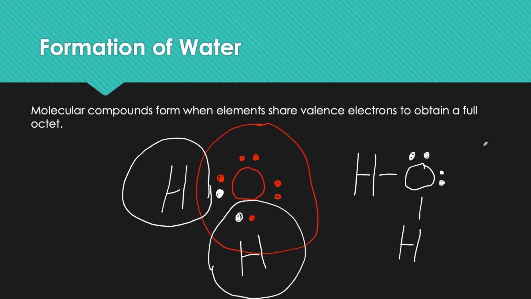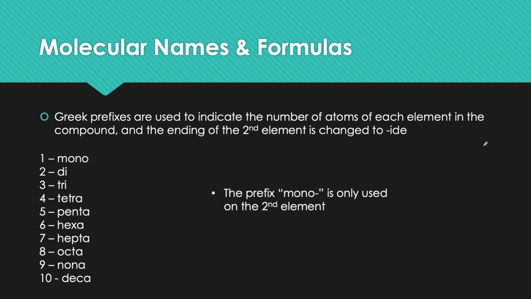Now let's take a moment and talk about how we name molecular formulas. Luckily for us, it actually happens to be easier to write the names and formulas for molecular compounds than it is for ionic ones, because we simply use Greek prefixes to indicate the number of atoms of each element in the compound. And one thing that stays the same is you're still going to change the ending of the second element to IDE. So here are the Greek prefixes that are used when naming molecular compounds.